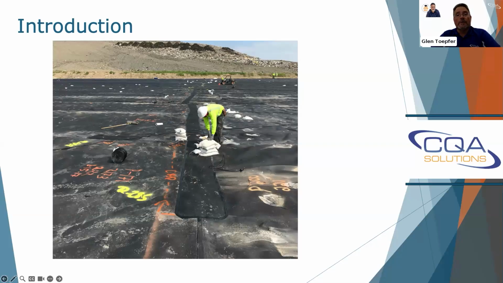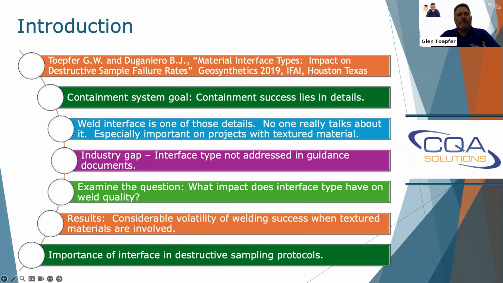And so I decided to look into 7 historical projects that we did. Like I mentioned, Brent and I presented the paper, Material Interface Types Impact on Destructive Sample Failure Rates, back in 2019 in Houston.